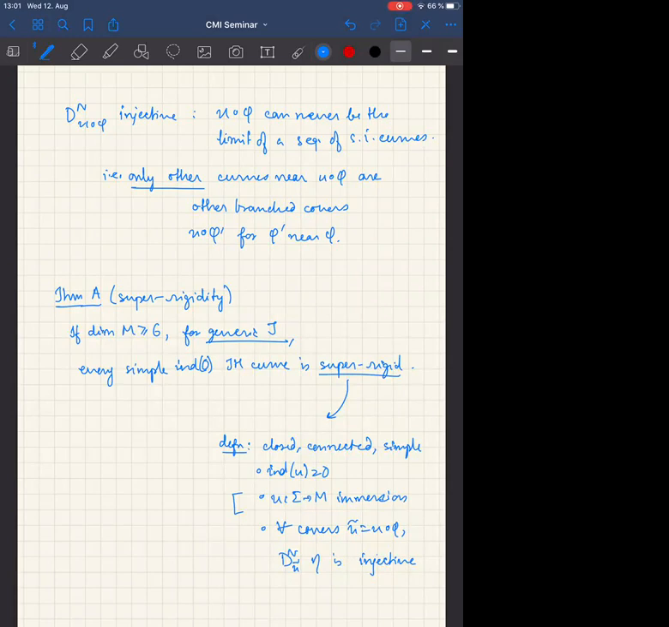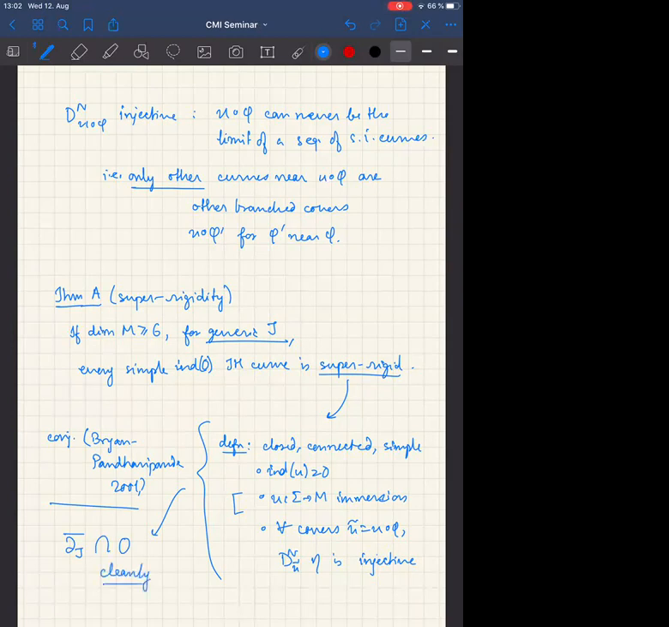So this is the notion of superrigidity, and this condition was part of a conjecture by Bryan and Pandharipande of 2001. An alternative characterization for this is that the Cauchy-Riemann section, in fact, intersects the zero section cleanly. Clean intersection between the Cauchy-Riemann section and the zero section is precisely this condition. One can see this by unfolding the definitions.